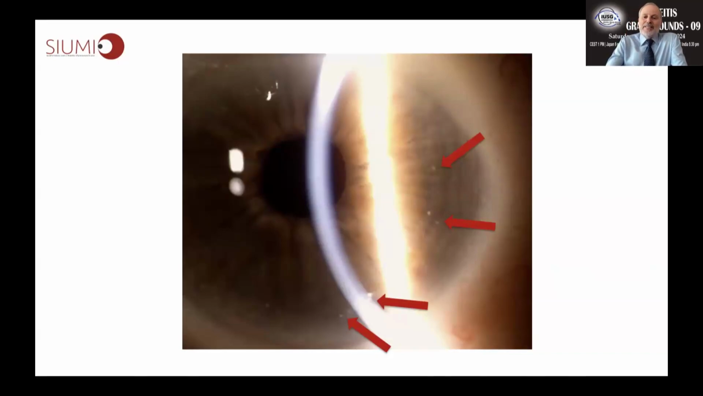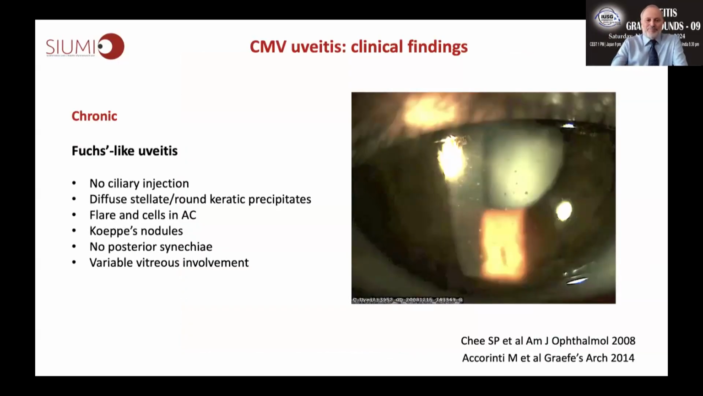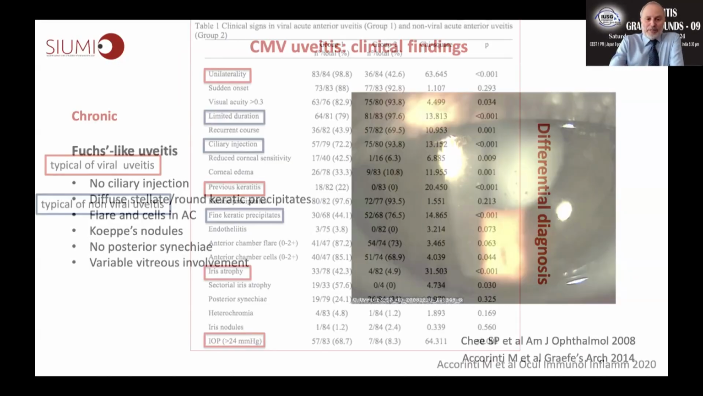It is the cause in some patients I have observed with CMV uveitis, and you can see how the precipitates are located. They are along the incision that you have done for the corneal tunnel. In the chronic form of CMV, you can have a Fuchs-like uveitis, no ciliary injection, diffuse light around keratic precipitates, as you can see in the pictures. Flare or cells in the anterior chamber, you can have herpetic nodules, no posterior synechiae, and variable vitreous involvement.